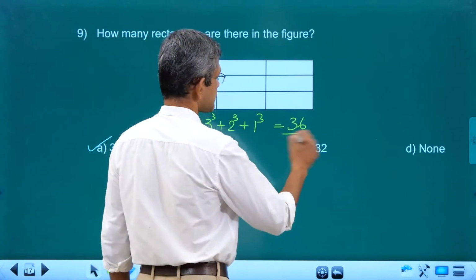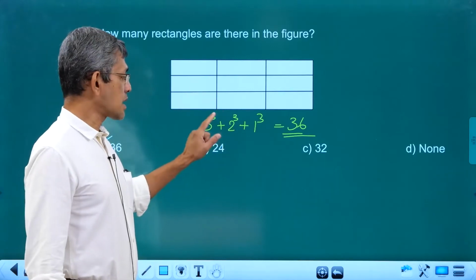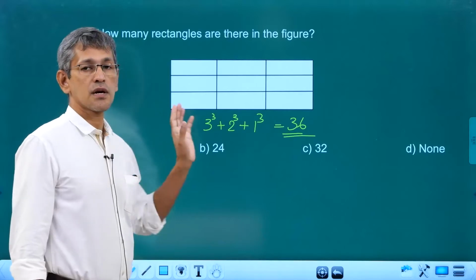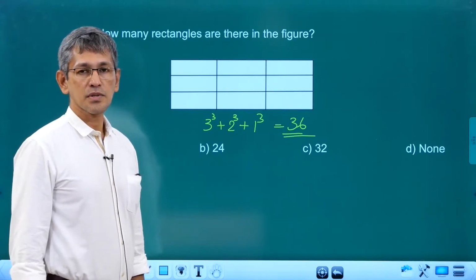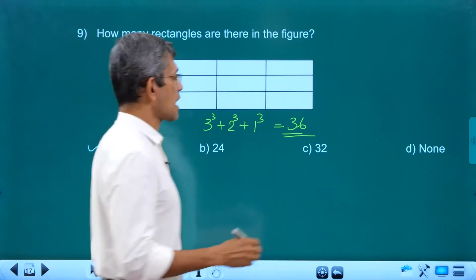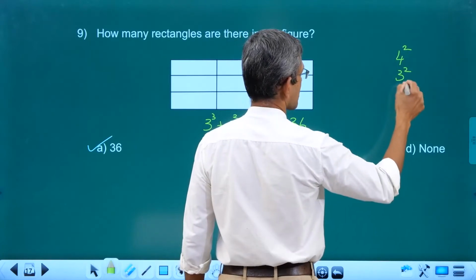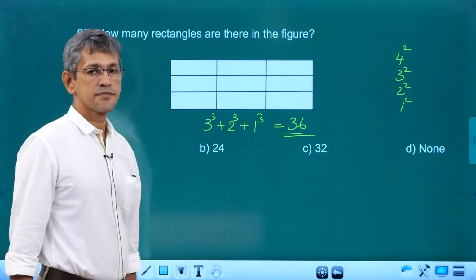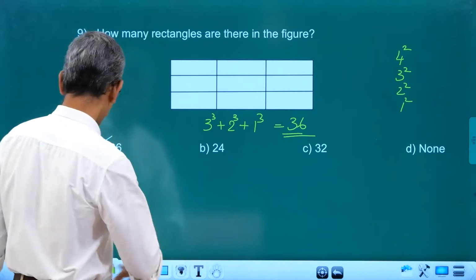That's the answer. Simple. Well, this method is applicable only when we have an equal number of rows and columns for the rectangle. And with an equal number of rows and columns, if all of them are squares, then we apply the method 4 square plus 3 square plus 2 square plus 1 square, etc. So that's for a square. In this case, it's a cube. Got it? Okay, let's go for the next.